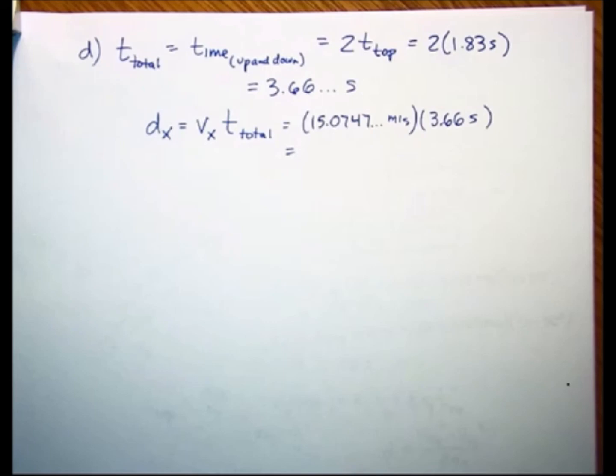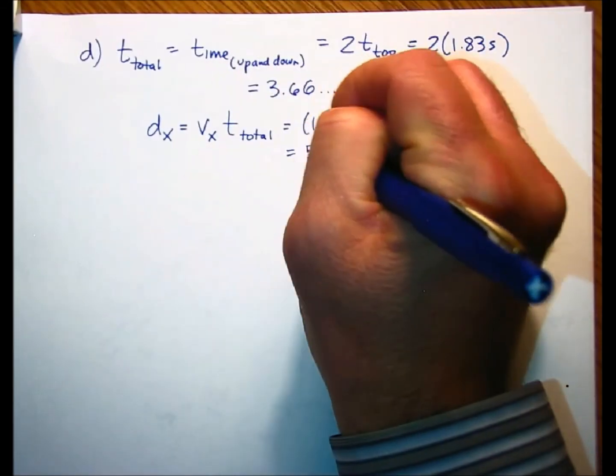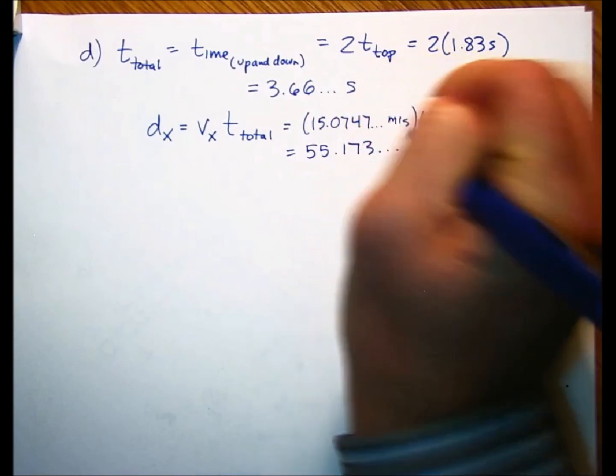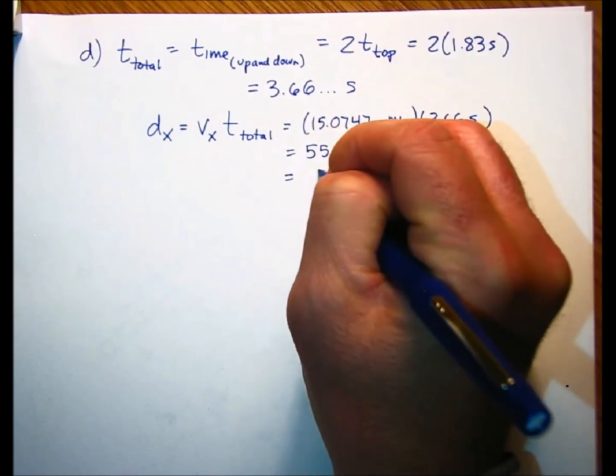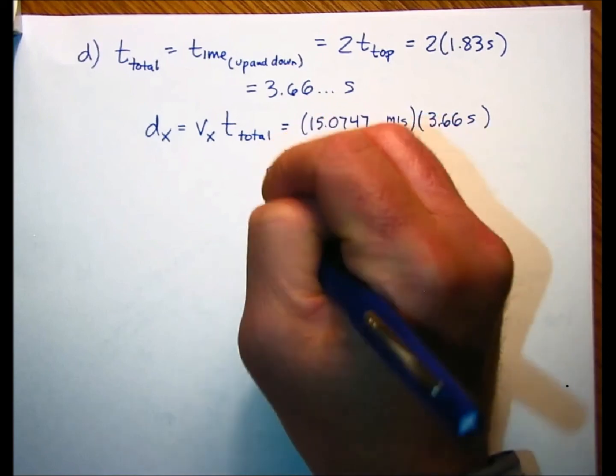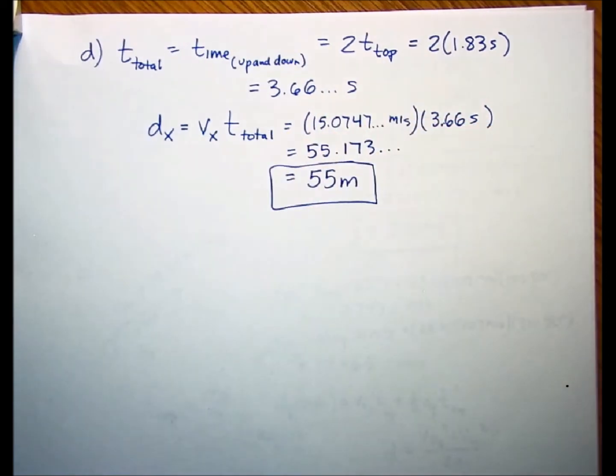The velocity in the x direction from the previous step was 15.0747 meters per second. I multiply that by the total time that the water balloon is in the air, and I calculate an answer right here. That distance is 55 meters. Man, that is a long distance for a water balloon to be launched. I sure wouldn't like to be standing over there and getting hit by that water balloon, because when it's coming in, it's going to be going super fast.